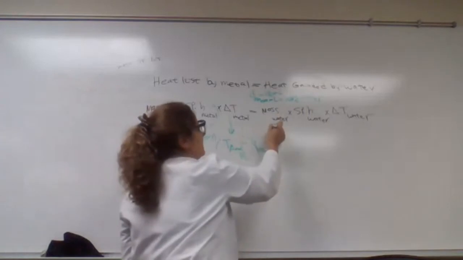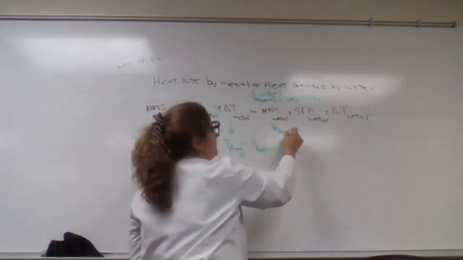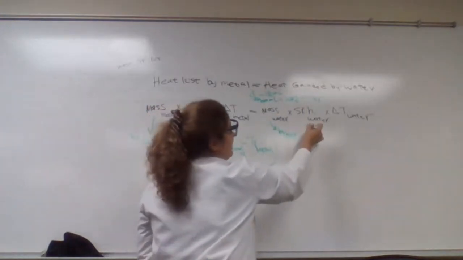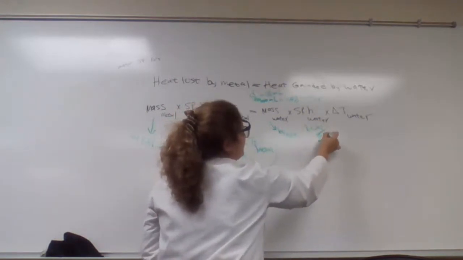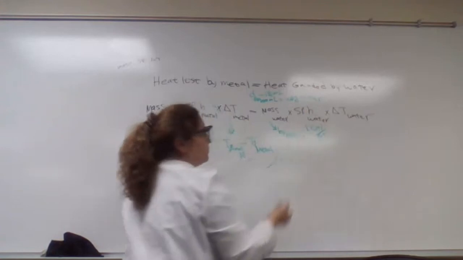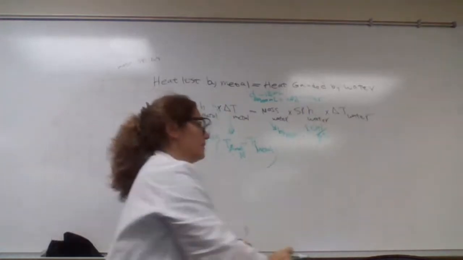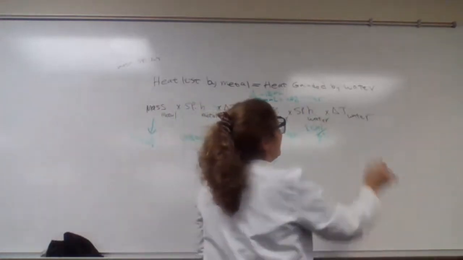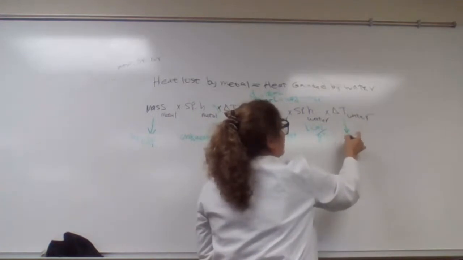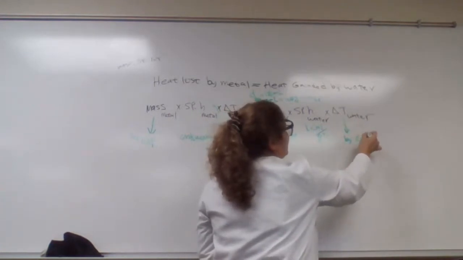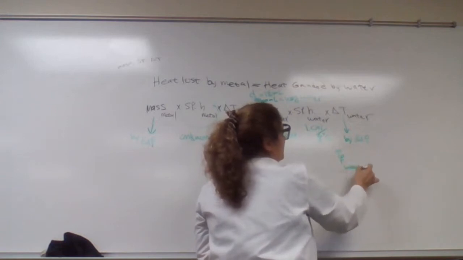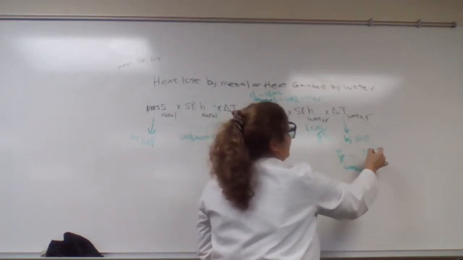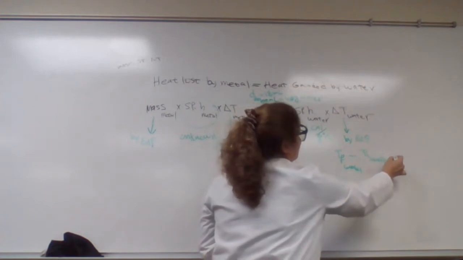So we get this by experiment also. This number is a given number, 1 calorie per gram per degree Celsius. So the specific heat for water is a given number that is not unknown. And the change in temperature is going to be determined by experiment again, and that is the final temperature for water minus initial temperature for water.